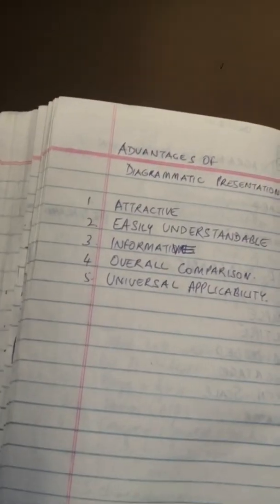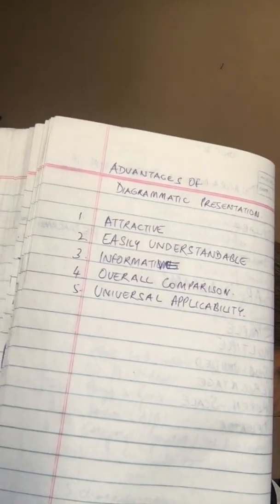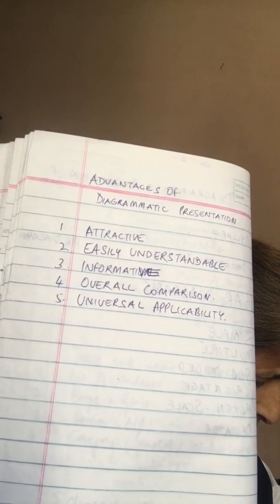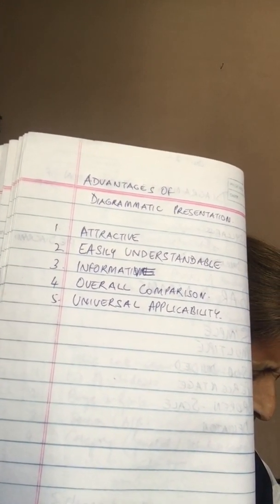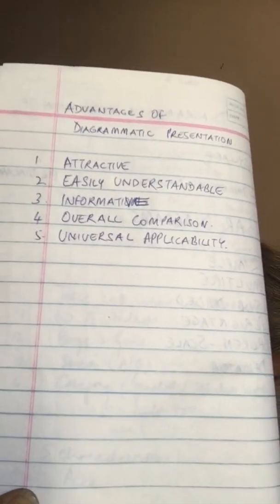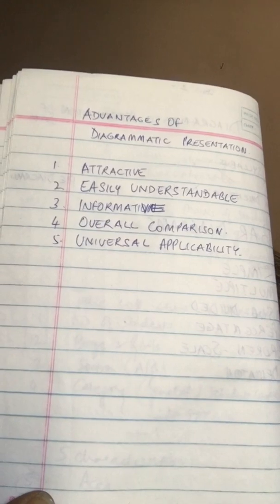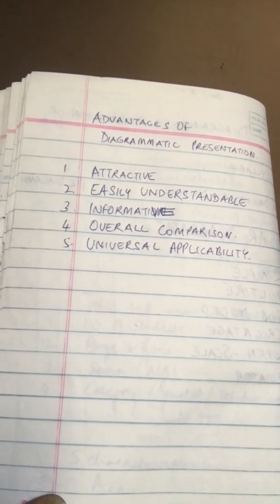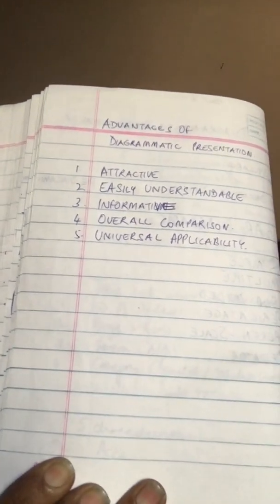And now that we know, why do you think that diagrammatic presentation is so important? What is the reason? What are the advantages? So let's have a quick look into this. What are the advantages after all? Now, for example, it is attractive. Diagrams are more attractive and interesting as compared to, say, tables. So that is why they are very easy to understand. Even a layman who has no statistical background can understand them easily. That is why these diagrams are very popular.